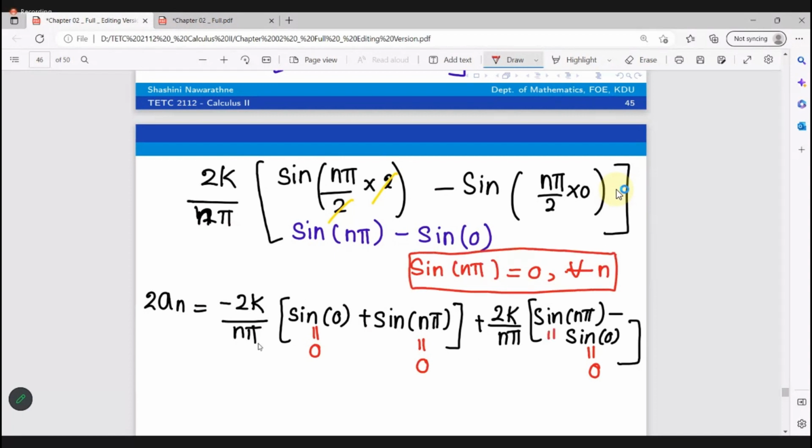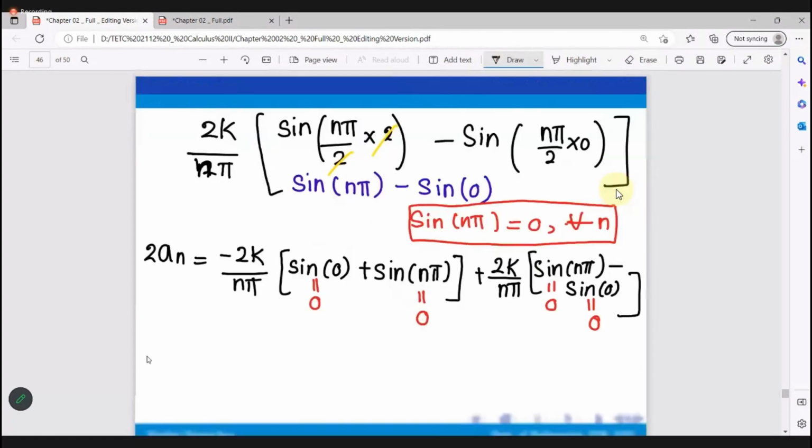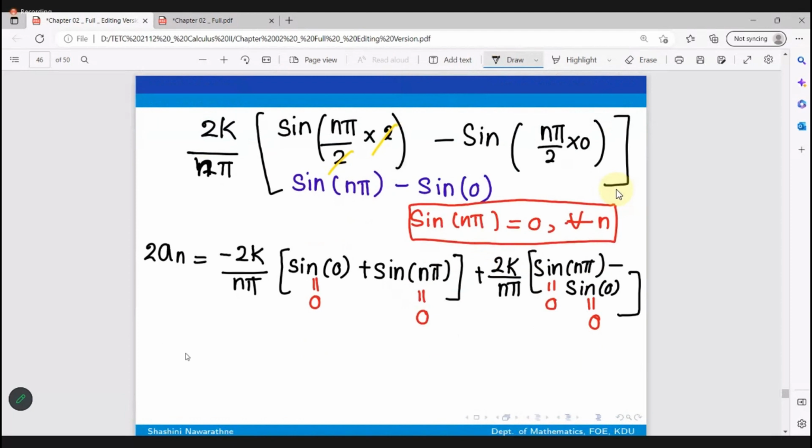So this is also 0. So we have 0 plus 0. What is the answer? 0 plus 0? 0. If we multiply something by 0, it is also 0. So we can obtain 2 times an is equals to this part by 0 is 0, and plus 0, 0, minus 0. If we multiply something by 0, it's again 0. 0 plus 0, 0. So an is equals to 0.